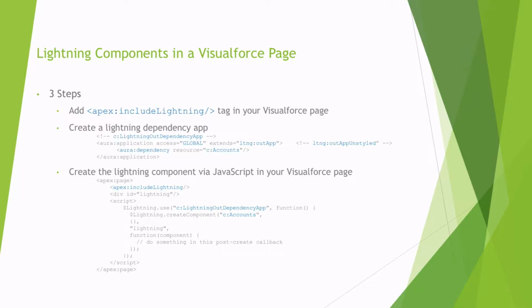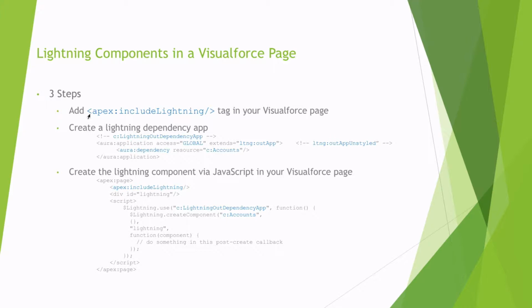Okay, so our objective for this video is to create a Visualforce page and embed a Lightning component in it. And for the purposes of this demonstration, I'm going to use the accounts component that we created in one of our earlier videos. Okay, so how do we do it exactly? I'm going to describe this process verbally first and then show it in action. Okay, so there are three steps involved in adding Lightning components to a Visualforce page.